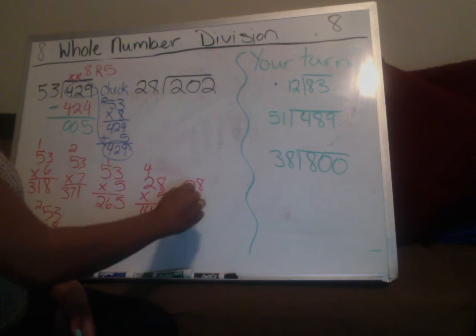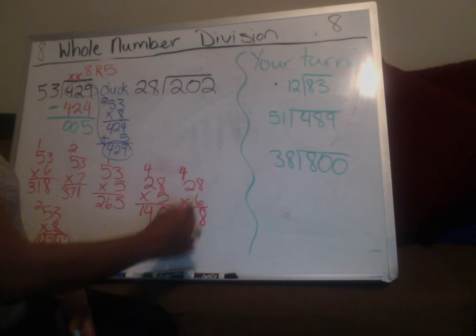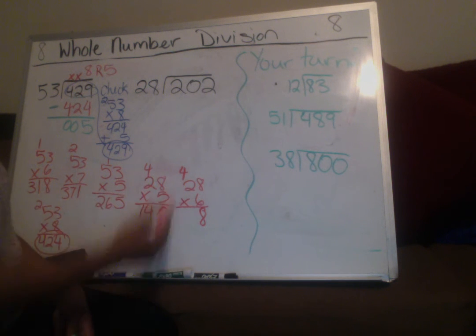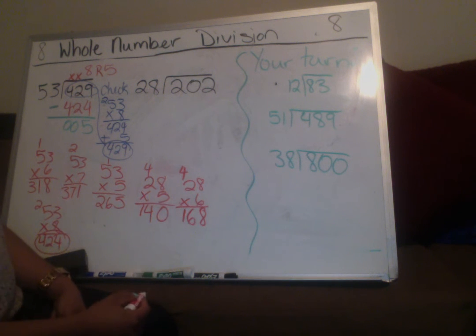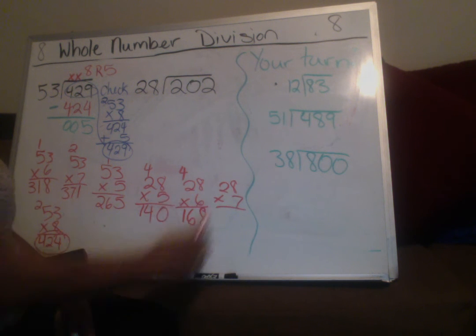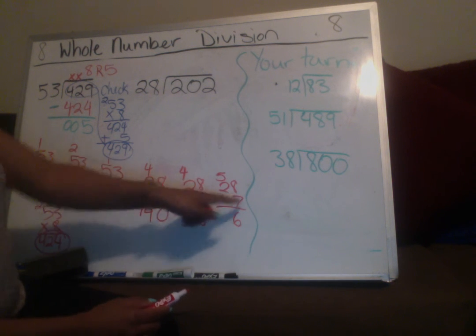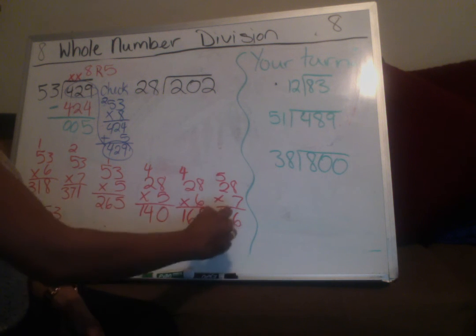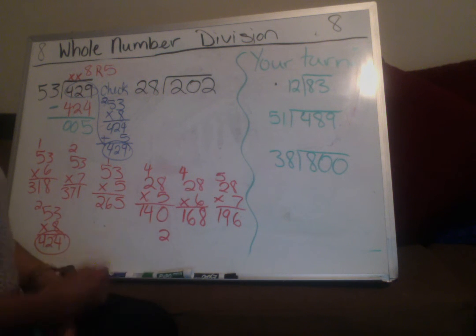28 times 6. 8 times 6 is 48. 6 times 2 is 12, plus 4 is 16. 28 times 7, that's pretty close. 8 times 7 is 56. 2 times 7 is 14, plus 5 is 19. 196. We need to check because right now that looks like the winner, but I'm not sure.